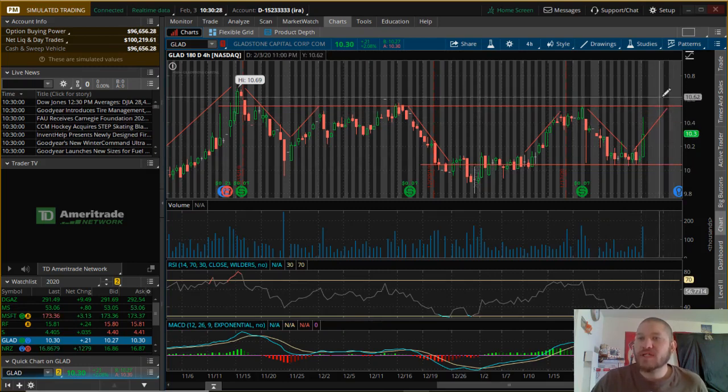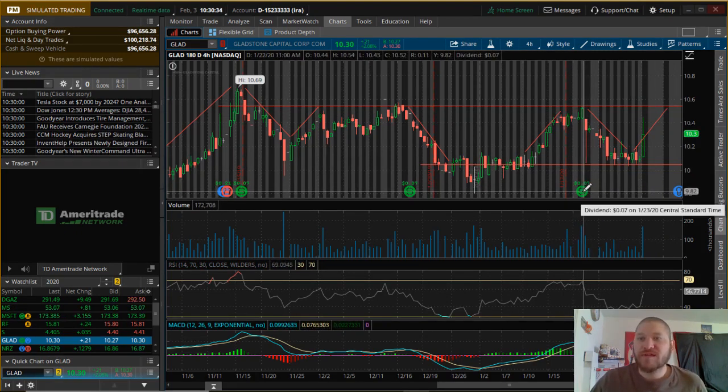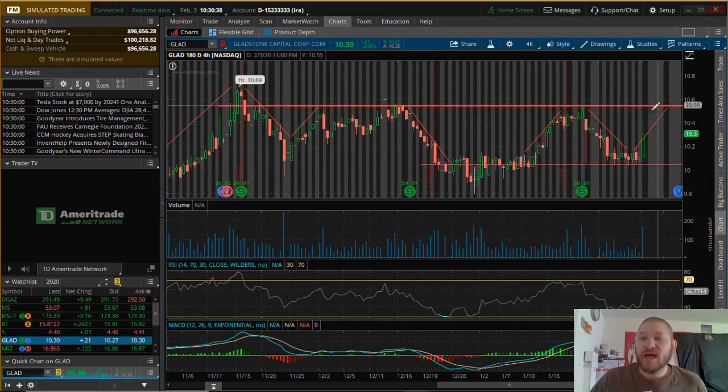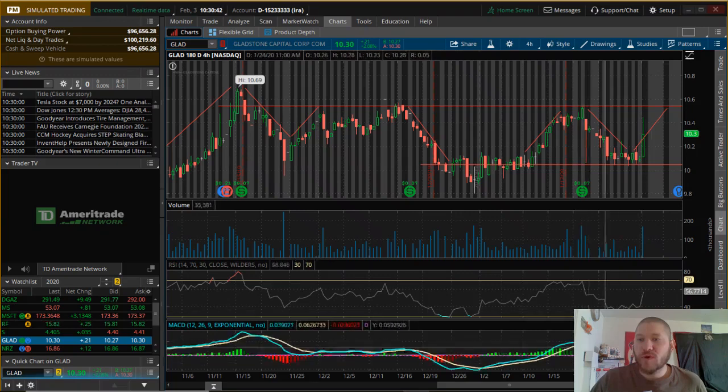I'll sell around this mark. But I know the dip was because of this right here, the dividend payout of 7 cents per share. That's why it dropped. But it did go back up, so that's why I'm seeing it here as oversold.